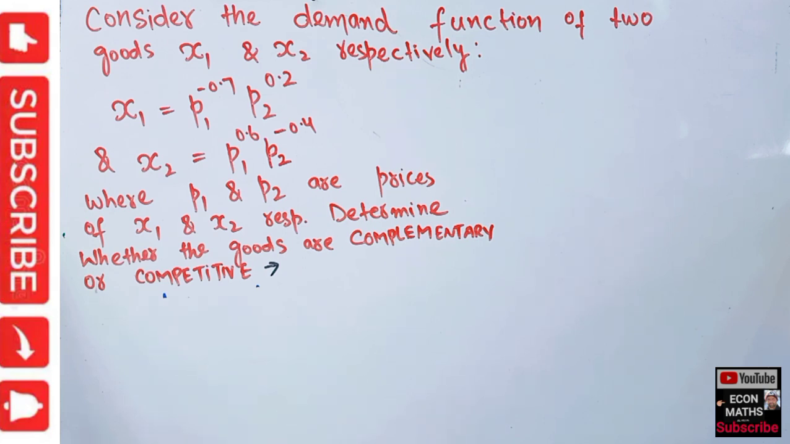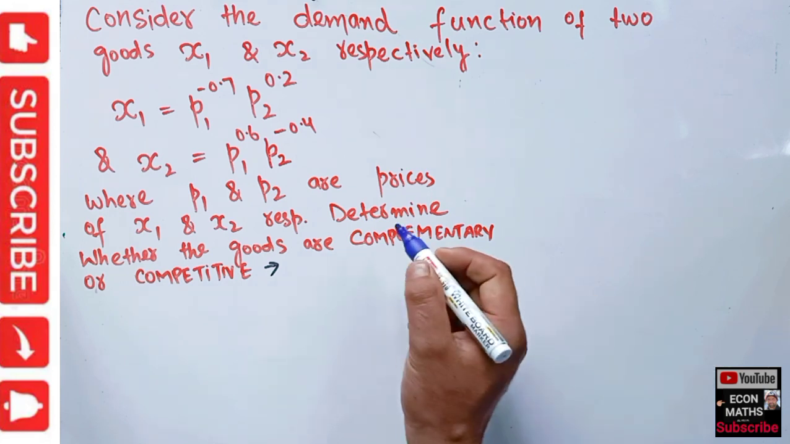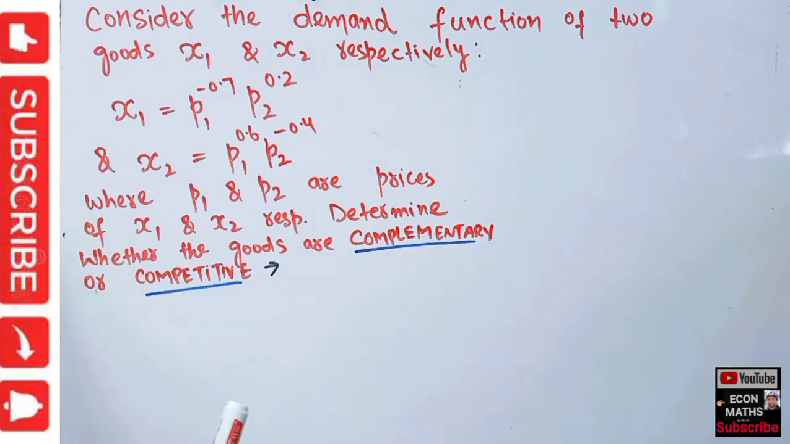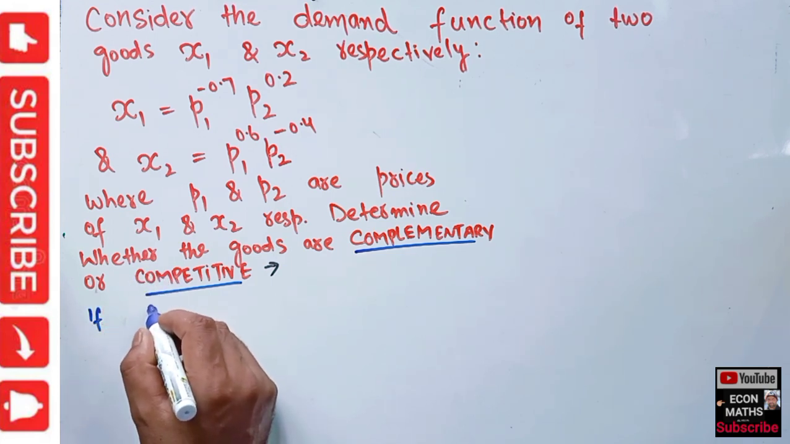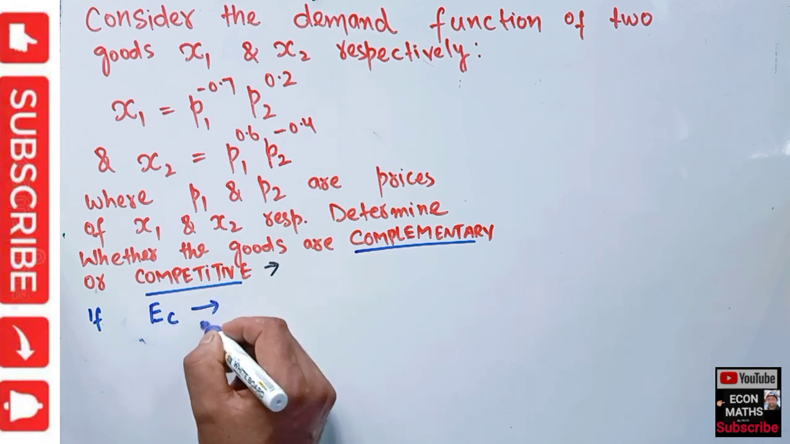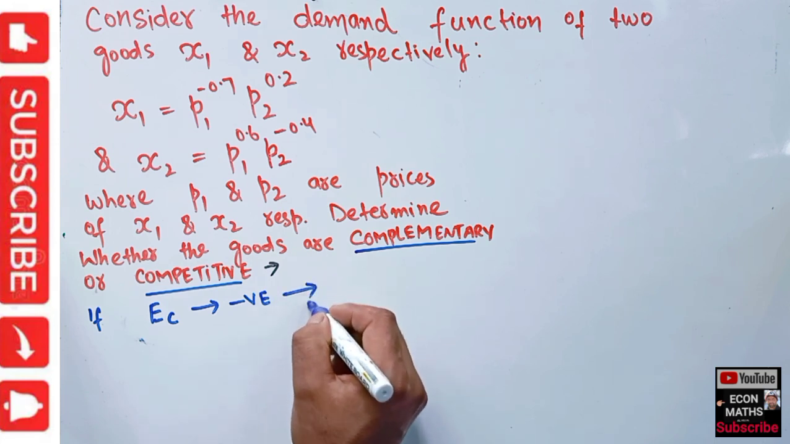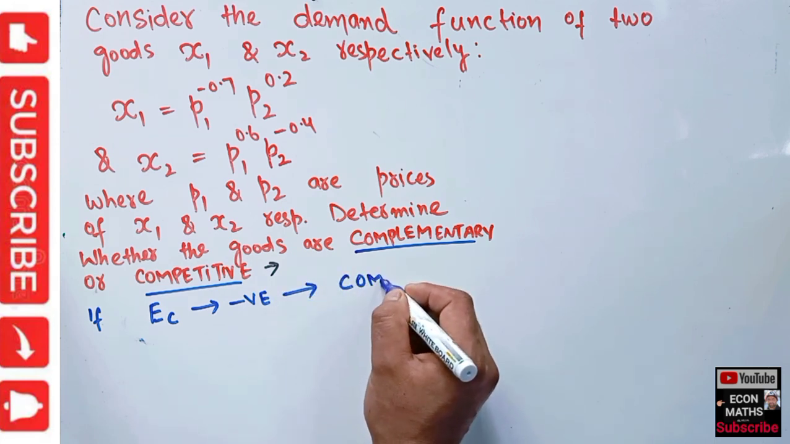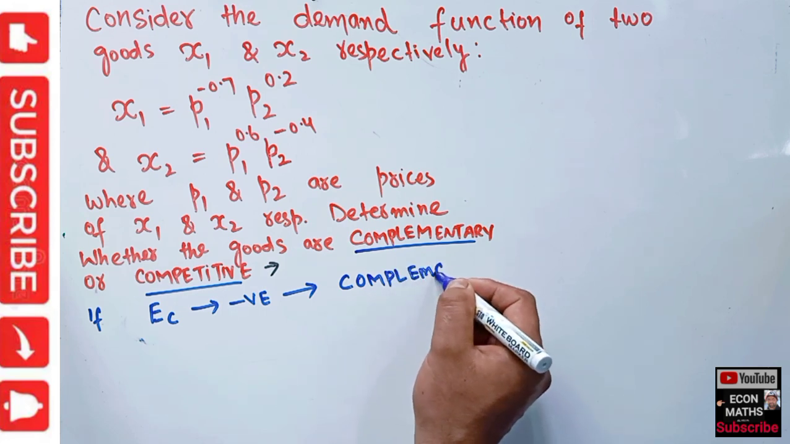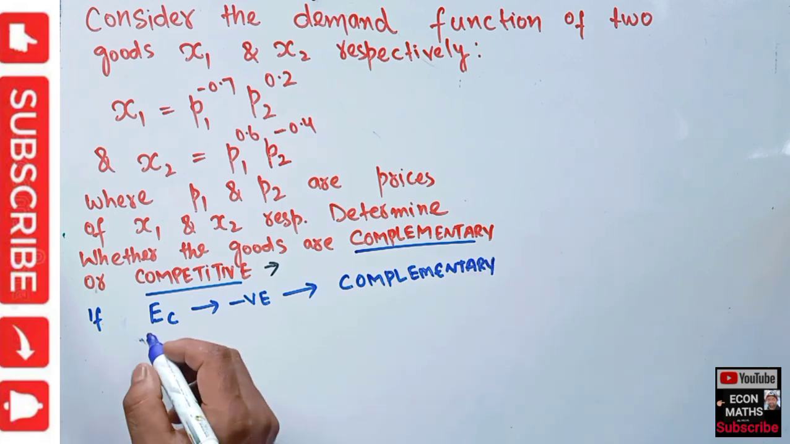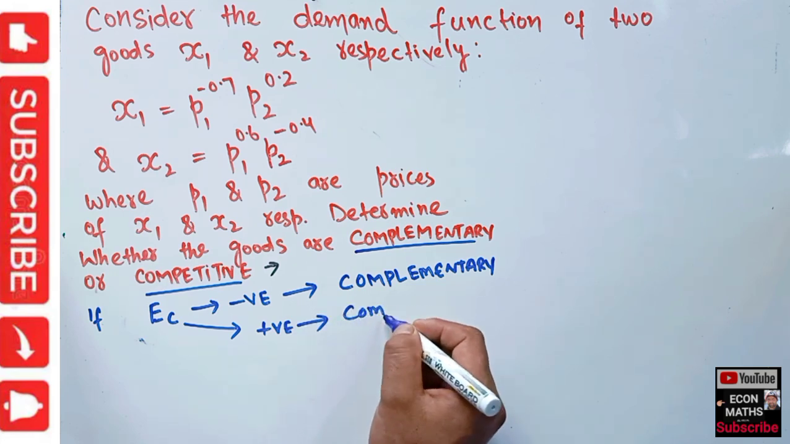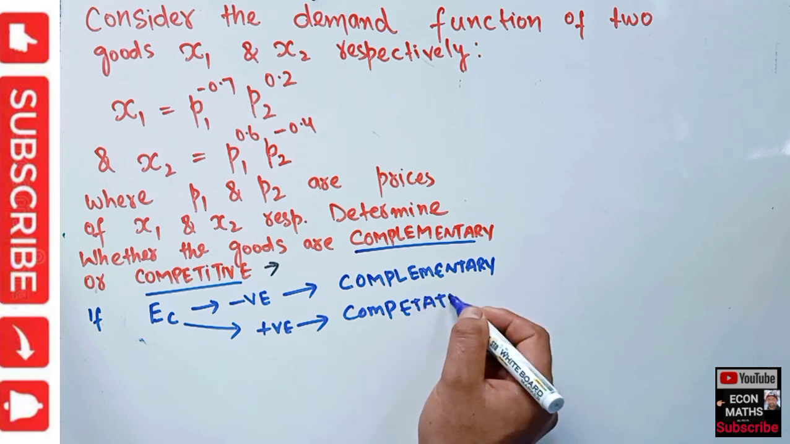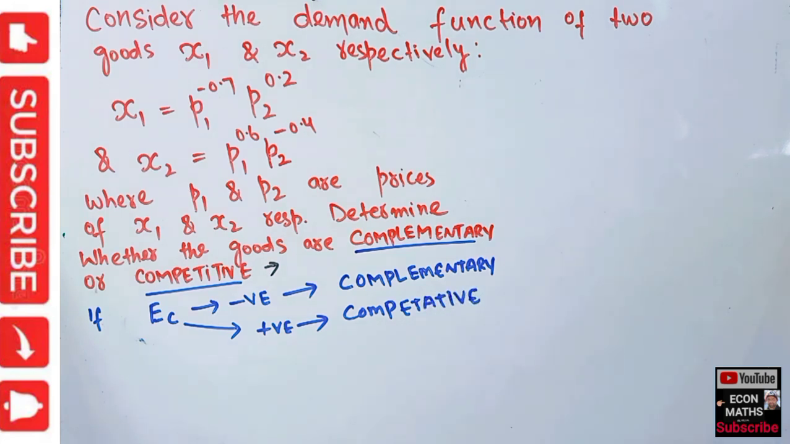complementary or competitive. To see whether the goods are complementary or competitive, we need to find out the sign of the cross elasticity. If cross elasticity comes out to be negative, we have a condition of complementary goods. If cross elasticity comes out to be positive, the goods are said to be competitive. All right, let's calculate the cross elasticity.